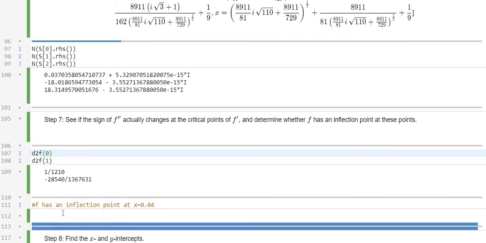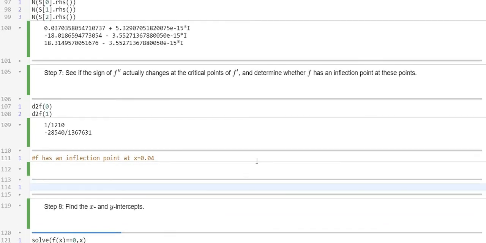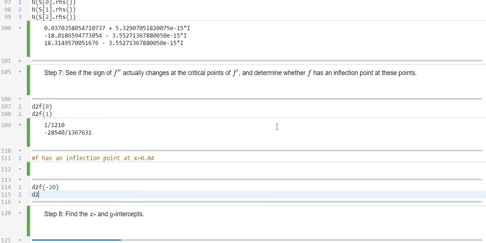Okay, let's take the second point. I need to choose something to the left of negative 18. So, oops, d2f, second derivative. How about negative 20? And something to the right, how about negative 17?